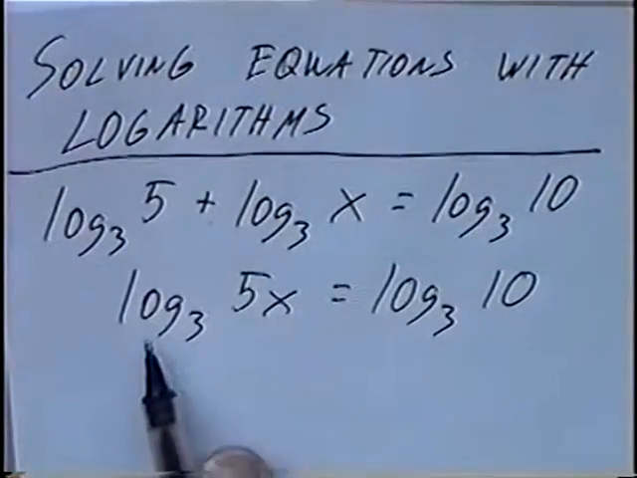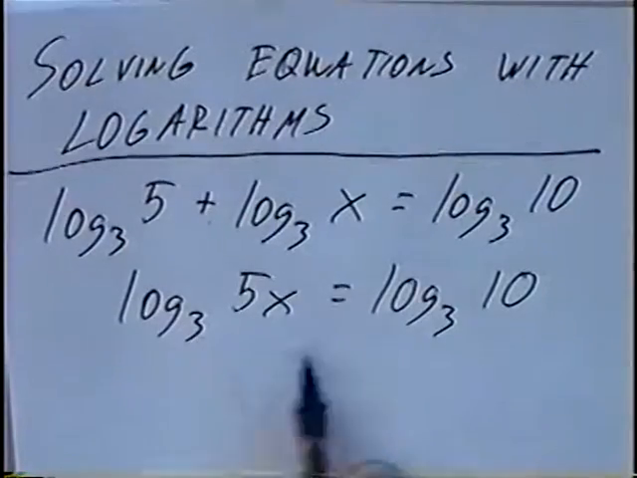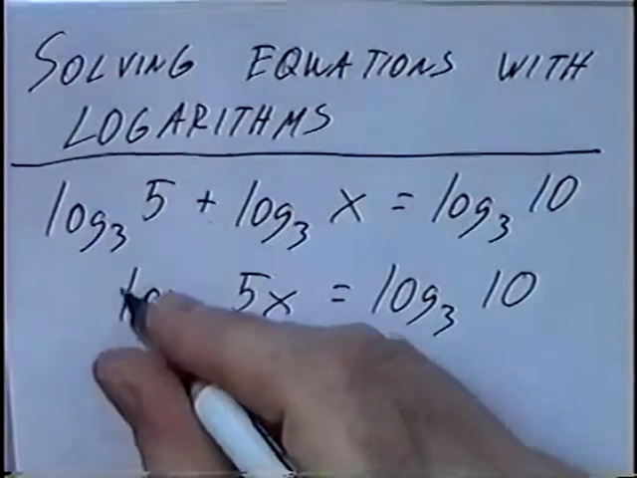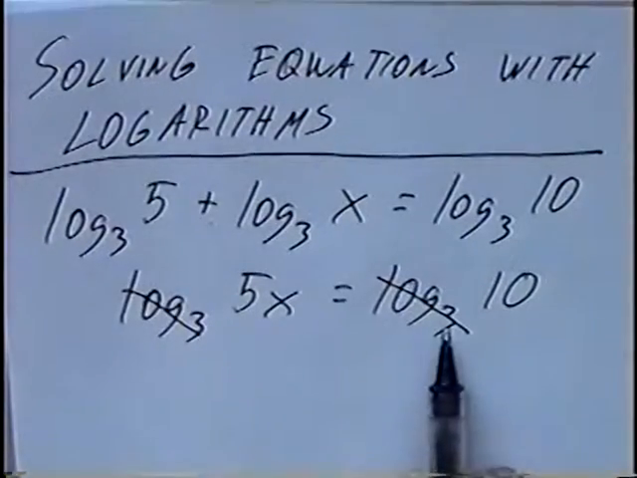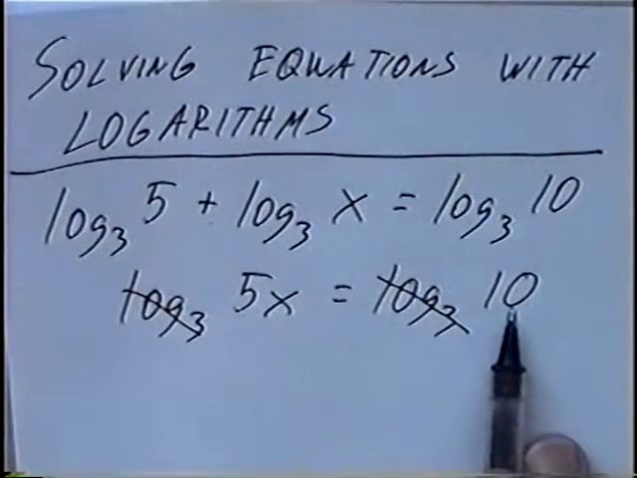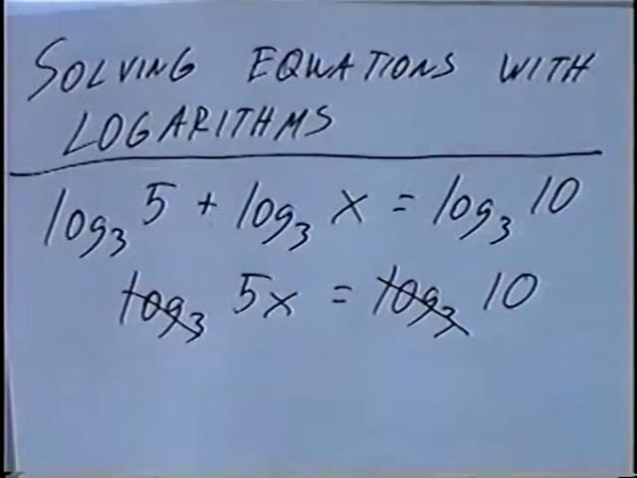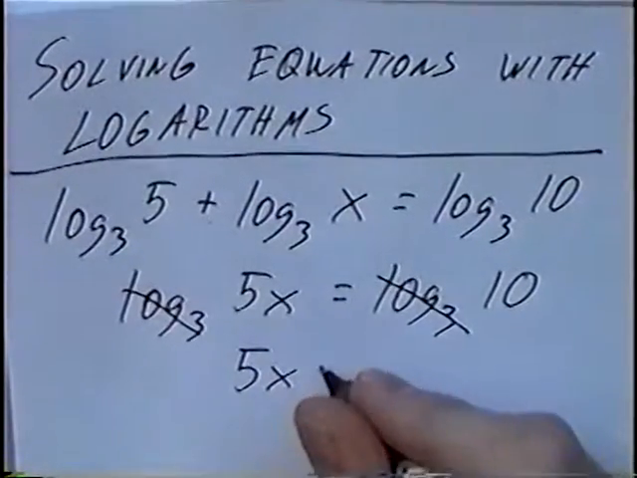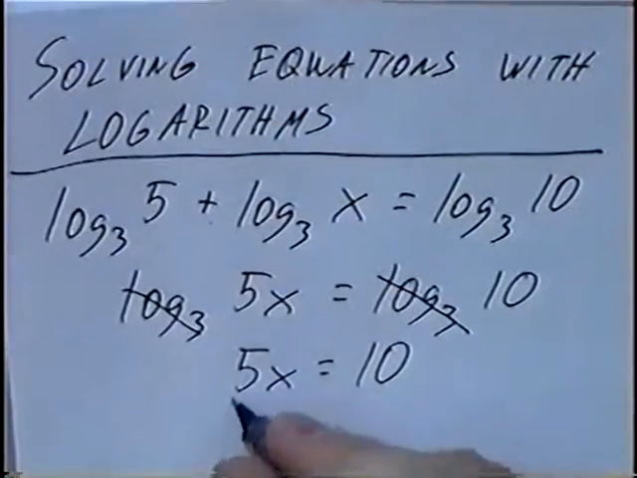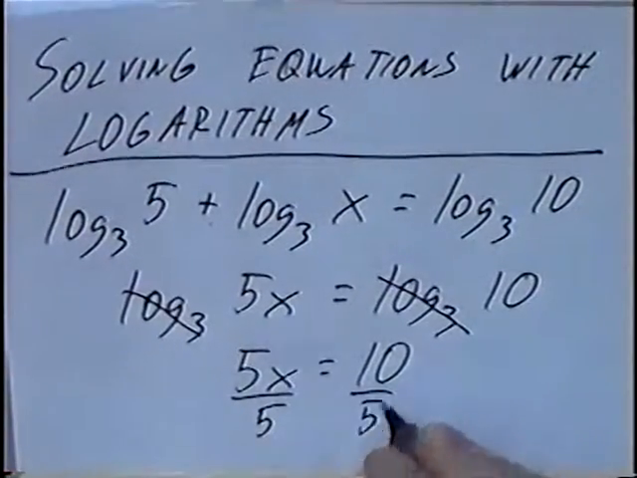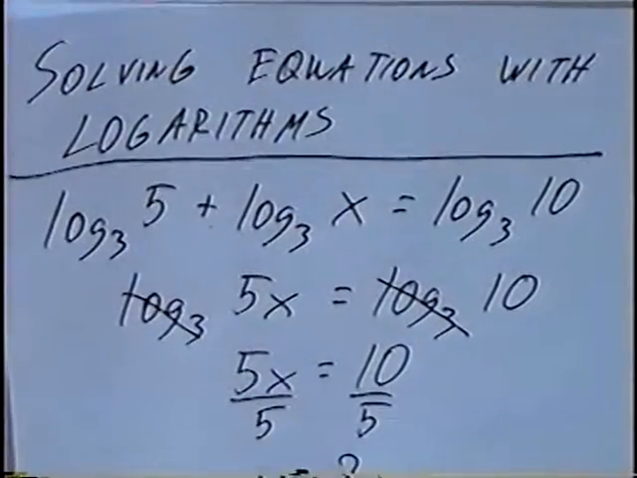Solving logarithms, if you have a single log on each side that has the same base, we can cancel out or ignore those. Since the logs are equal and the bases are equal, if the numbers or terms inside the logs are equal, then the equation would be equal. So we'll be left with 5x equals 10. Solving from here, dividing by 5, we'll have the answer of x equals 2.